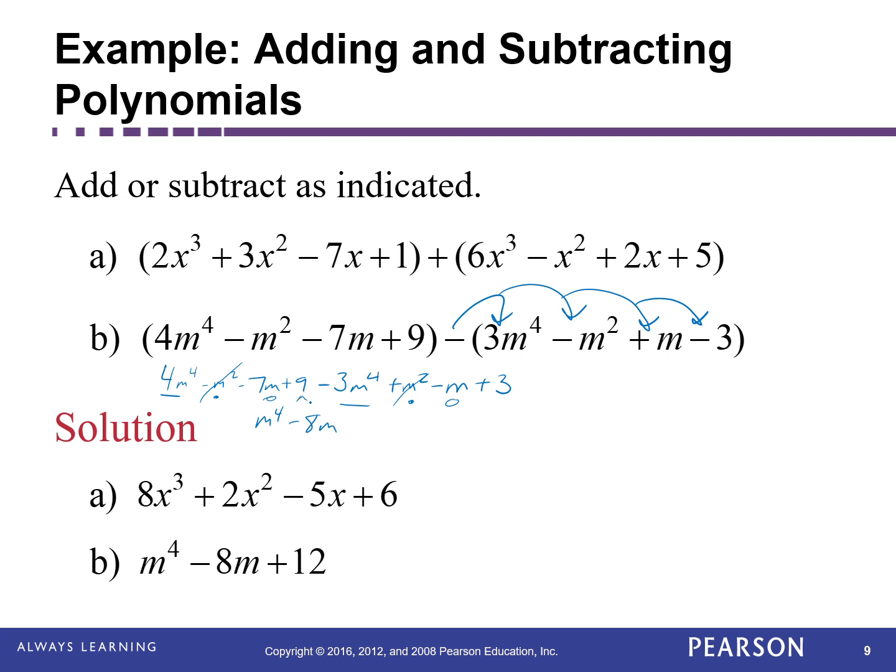And then last but not least, you've got the 9 here and the 3 here. 9 plus 3 is 12. So you're looking at m to the fourth minus 8m plus 12.